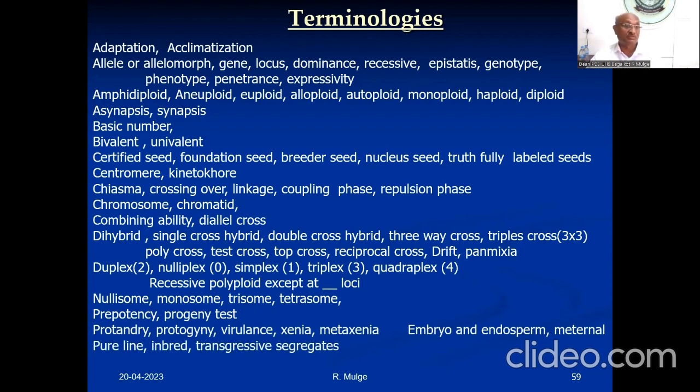What we now use very many times, pure line and inbred: where to use them, what is the exact meaning of these terms, and transgressive segregates, rogue, off type, sib, full sib, and half sib. Okay, these are the terminologies we want to discuss.